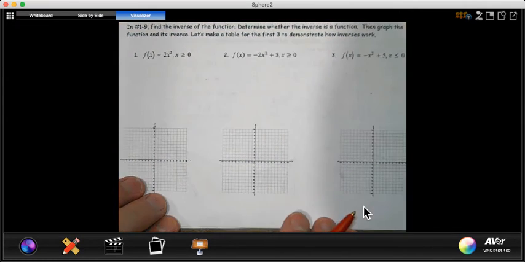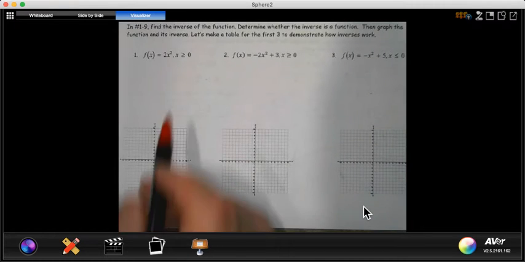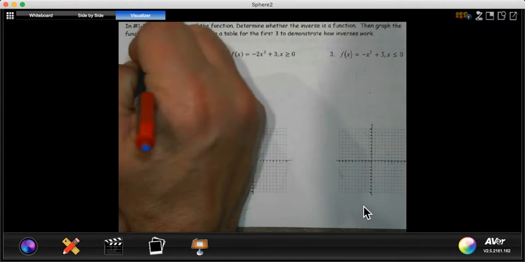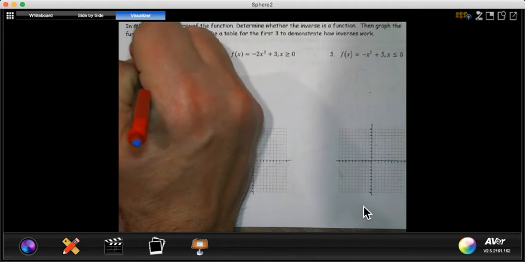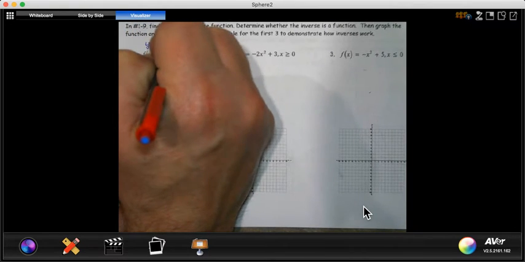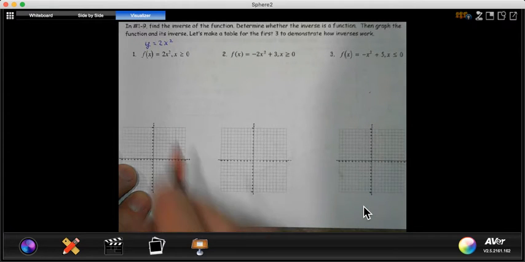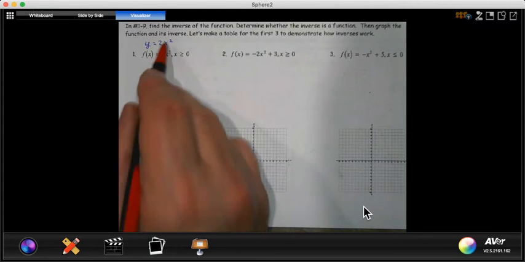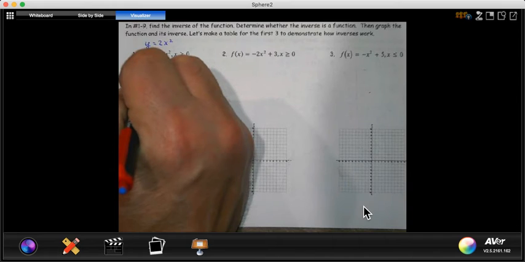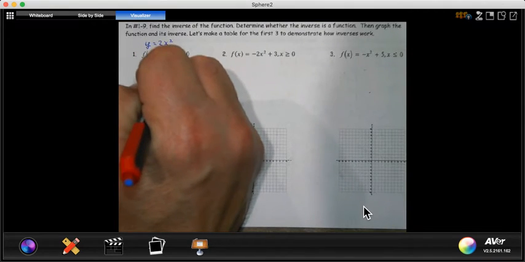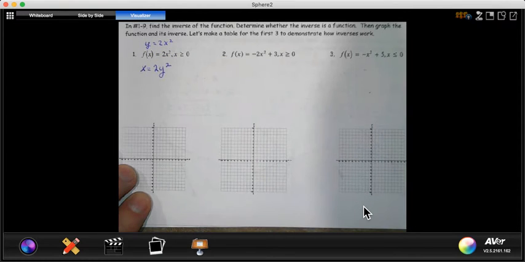Okay, how do you find the inverse? Well, first off, we switch the x and the y. So this is y equals 2x squared. And then now we need to undo the order of operations, so that we're going to divide by 2 and then take the square root. Or no, we got to switch x and y, sorry. So we switch x and y. So x equals 2y squared.